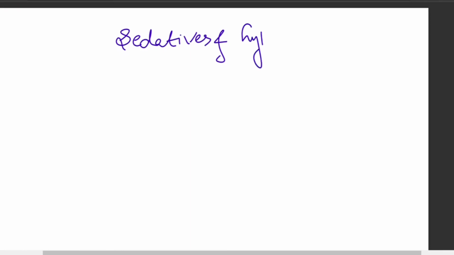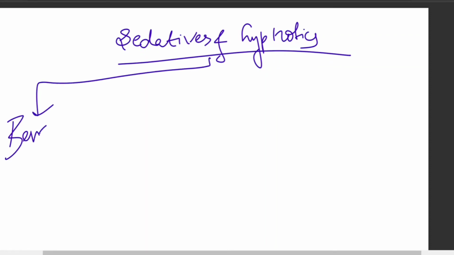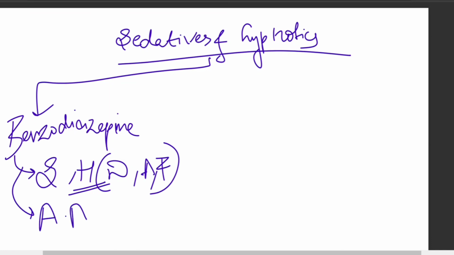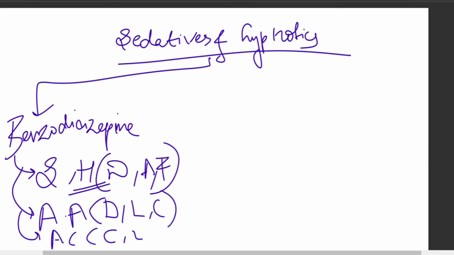So again, recollecting the classification of sedatives and hypnotics, we'll just write it. We have the sedatives and hypnotics. First one, as we have studied, is benzodiazepine, which is subdivided into three. We have the main hypnotics: diazepam, alprazolam, and flurazepam. The anti-anxiety drugs include diazepam, lorazepam, and clonazepam, and the anti-convulsant drugs include clonazepam, lorazepam, and diazepam. These usually are the same, the anti-anxiety and anti-convulsant drugs.